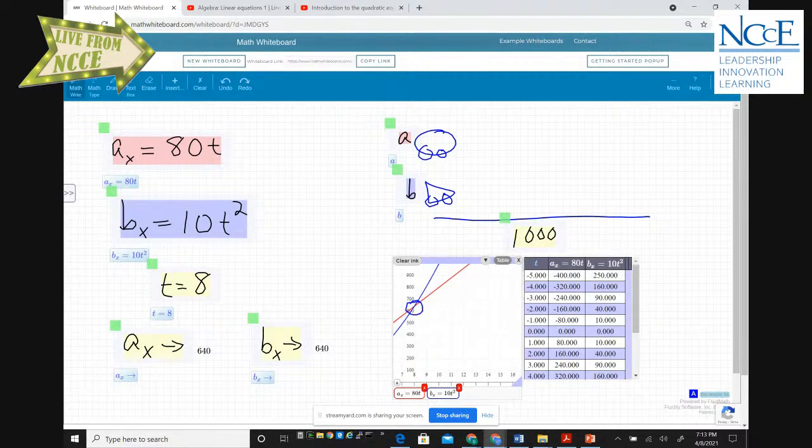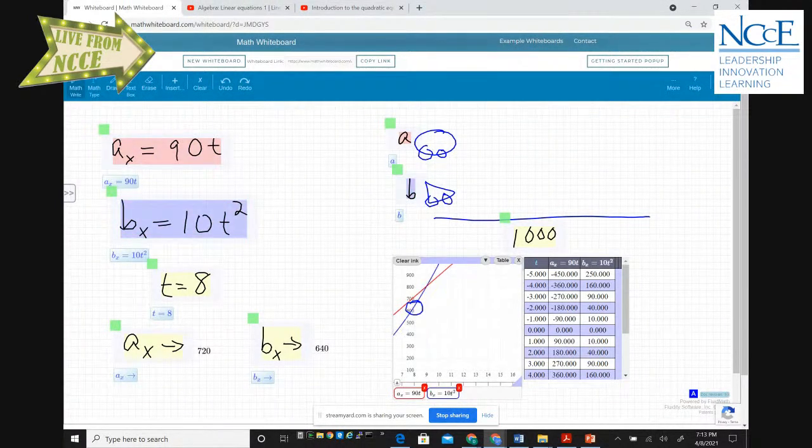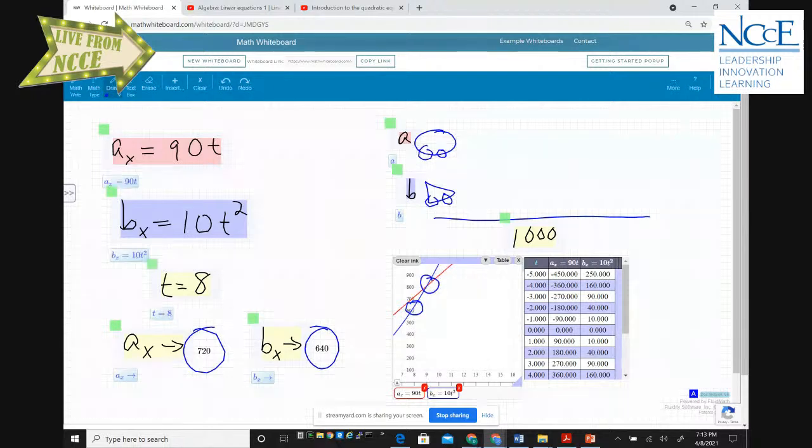So when the student said, make the car go faster, well, we can change the 80 miles an hour to 90 miles an hour. And look, all of a sudden, the graph changes. The point of intersection moved. The solutions changed as well. If I ran the simulation again, the accelerating car wouldn't quite catch up as fast to the car with constant velocity. So let me pause for just a moment and ask Tammy if there are any questions.